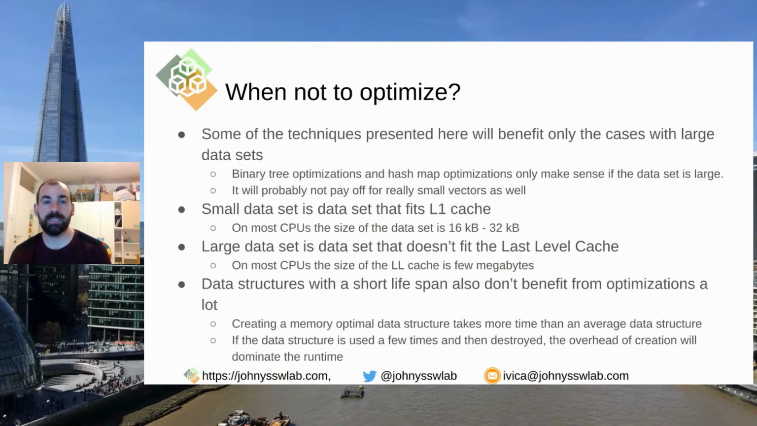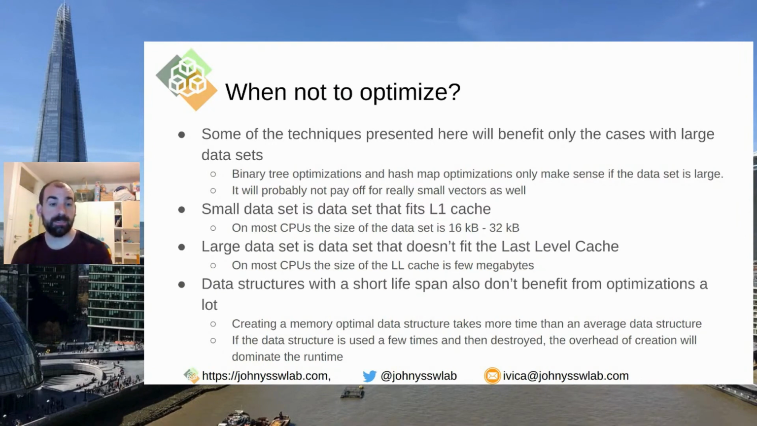Small data set is a data set that fits level 1 cache. So on most CPUs, the size of this level 1 cache is 16 kilobytes to 32 kilobytes. So if your data structure is less than 60 kilobytes, let's say you're safe. Large data set is a data set that doesn't fit the last level cache. So on most CPUs, the last level cache size is a few megabytes. This laptop has a 6 megabyte last level cache. On server, you can expect 20 megabytes. On embedded system, maybe it's 1 megabyte.